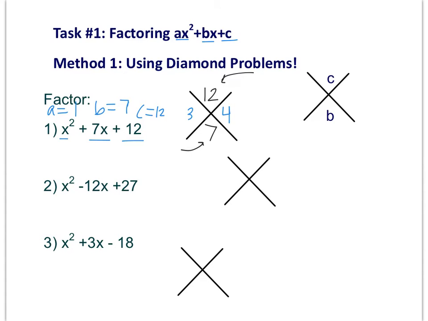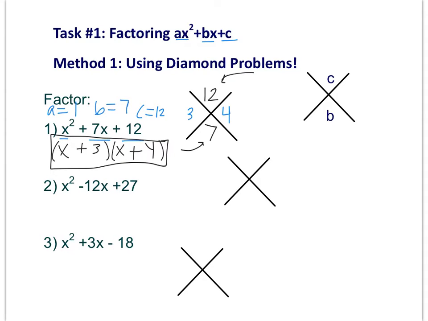So when I write my answer, I write x in the first spot of my binomial, and then x, and then one of my factors, and my other factor in the other binomial, and they're both positive, a positive 3 and positive 4. So I get x plus 3 times the quantity x plus 4. And it doesn't matter what order I write them. I could write them x plus 4 times x plus 3. That doesn't matter. The only thing that matters is, did I get the right answers?